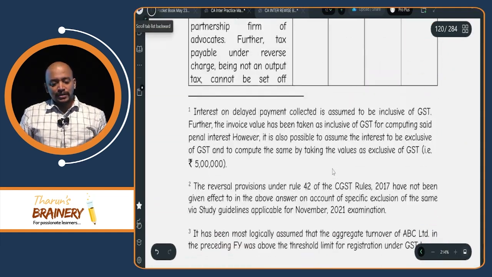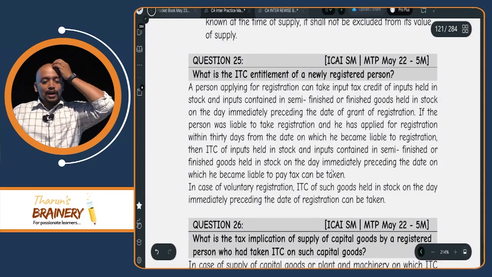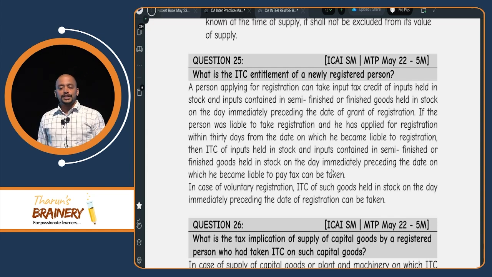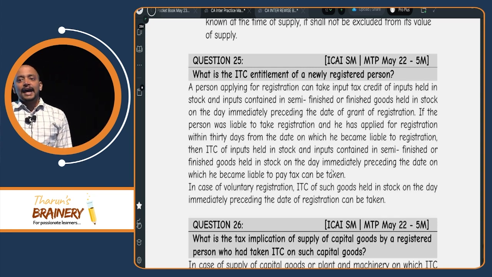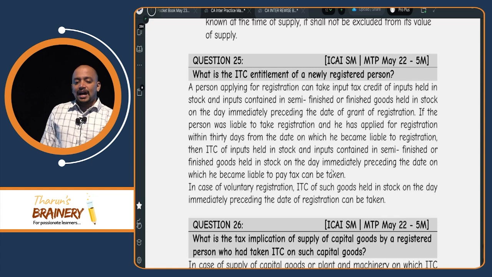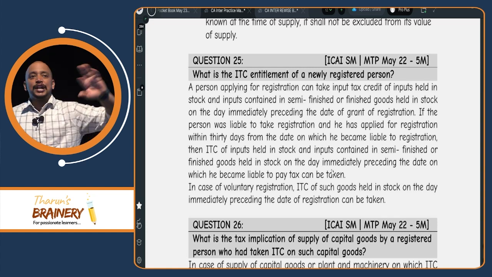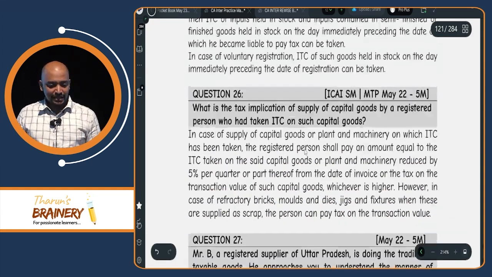Then next one, question number 25. What is the ITC entitlement of a newly registered person? What is it you need to write? ITC entitlement of a newly registered person. Section 18(1)(a) and 18(1)(b). If they are making application for registration within 30 days, they can take ITC on inputs as such held in stock, inputs in WIP, inputs in FG. That details we need to write.